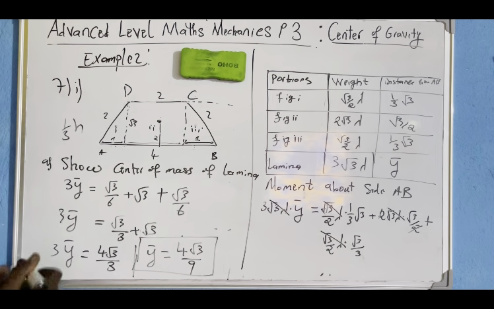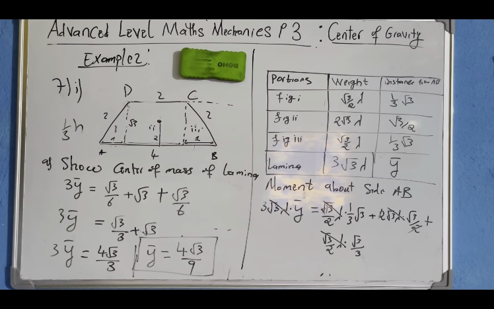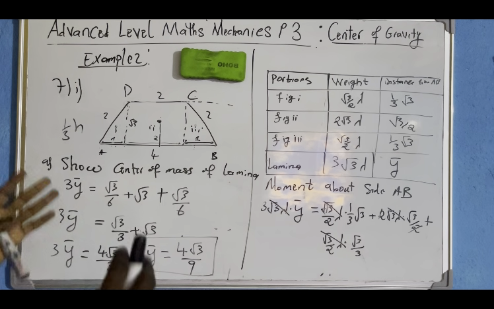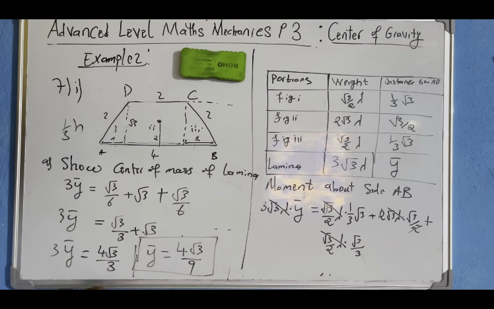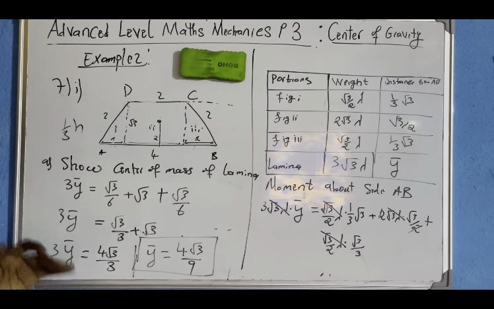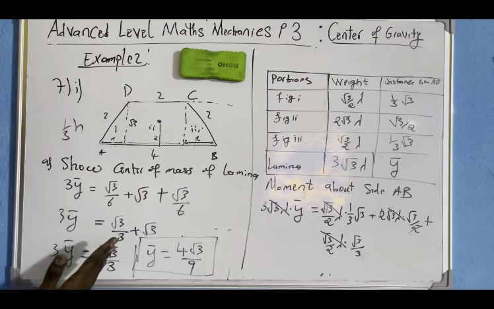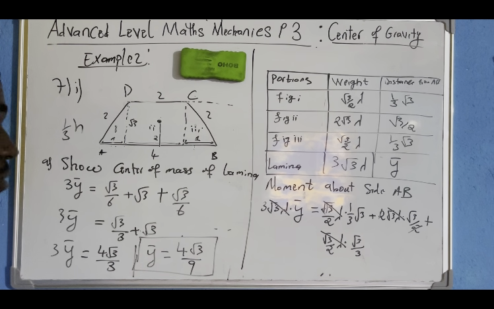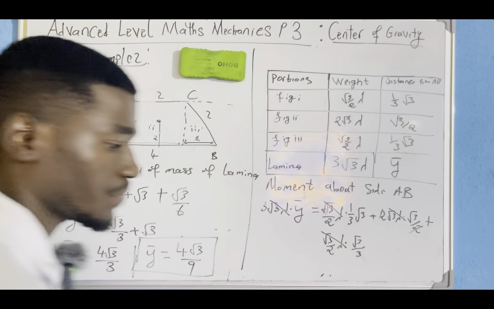So student, what is difficult here? Nothing difficult, so nothing to fear, students. That is it, and it is the same for all questions. You come out with your table, you take the moment about one of the sides to find y bar. Here they were not asking for x bar. If they were asking for x bar, I would take the moment about a vertical side. Since it is not specified, let us only find what they asked us to find. Now let us go to the next question.